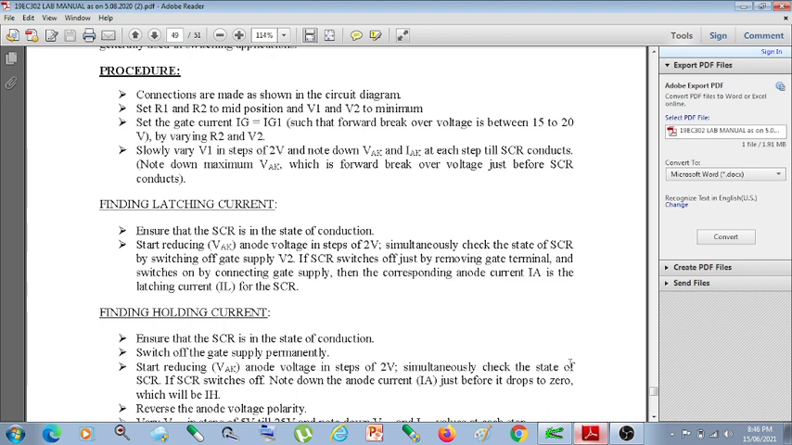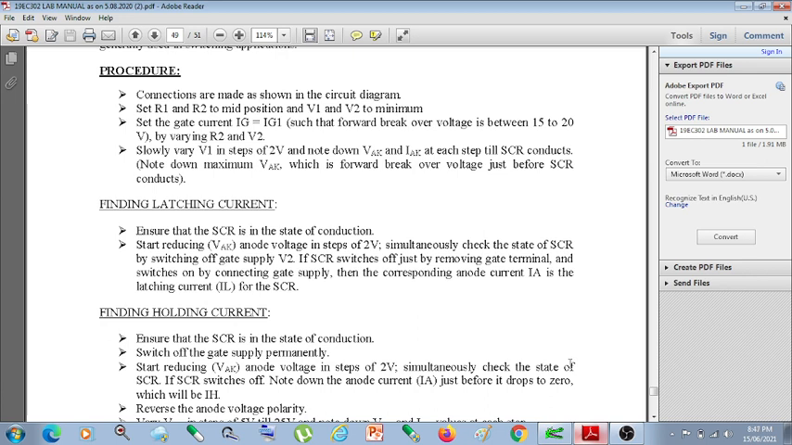Now slowly vary V1 in steps of 2 volts. We need to take down VAK and the current and voltage. At each step the SCR still conducts. That is the first step. If we put 2 volts, both of the values need to be constant, and then we slightly change the voltage, ensuring what happened. Finding the latch current, ensure the SCR is in the on state. The voltage steps by 2 volts, simultaneously checking the state of the SCR.